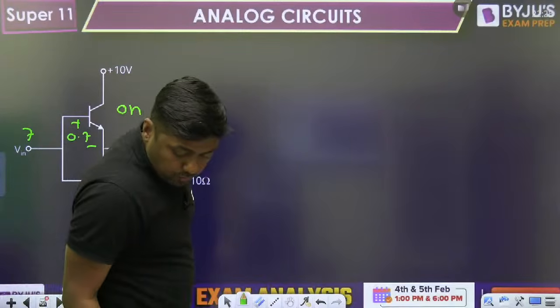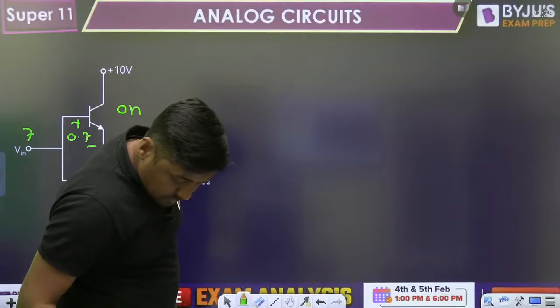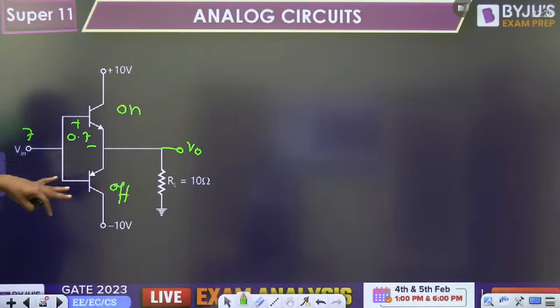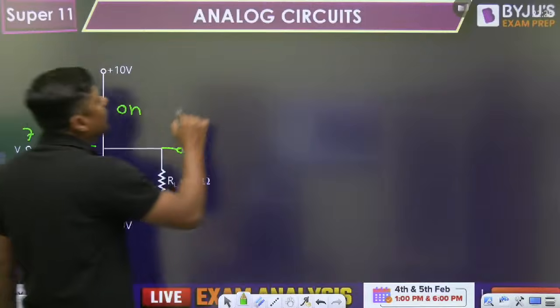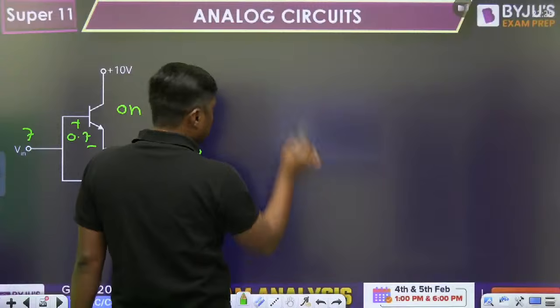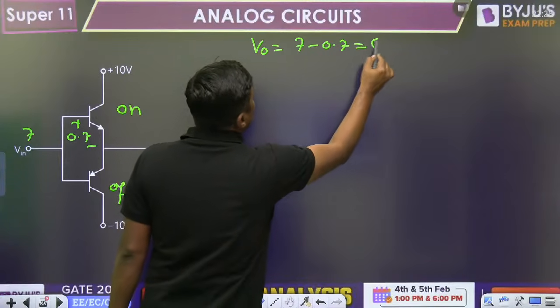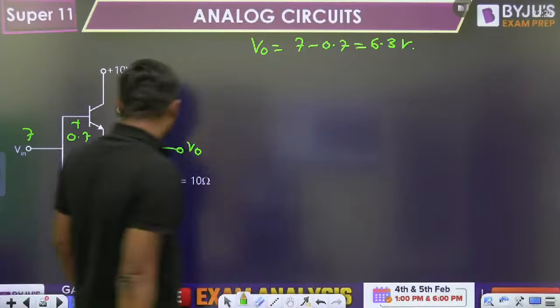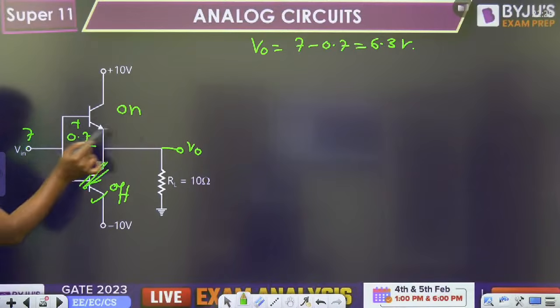So what is the output voltage now? 7 minus 0.7, the output voltage is 6.3 volt, because this diode is off, remove this diode. 7 minus 0.7, 6.3 volt is the output voltage.